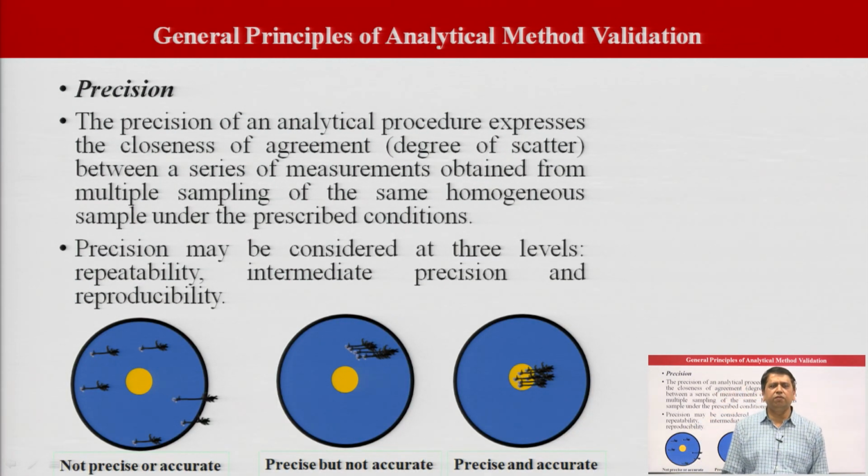Now, the precision of an analytical procedure expresses the closeness of the agreement, that is, the degree of scatteredness between the series of measurements obtained from the multiple sampling of the same homogeneous sample under the prescribed conditions. The precision may be considered at three levels: repeatability, intermediate precision and reproducibility. So, first of all, the question arises: what is the difference between accuracy and precision?